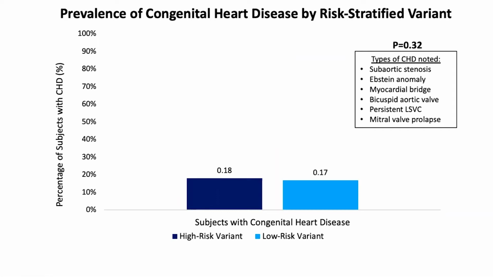However, the types of congenital heart disease included subaortic stenosis, Ebstein anomaly, myocardial bridge, BAV, persistent left superior vena cava, and mitral valve prolapse. And then just to again point back to the small sample size we have in this study, given the low statistical power in this analysis, we suspect that statistical differences may possibly be detected in these with a more robust sample and higher power.